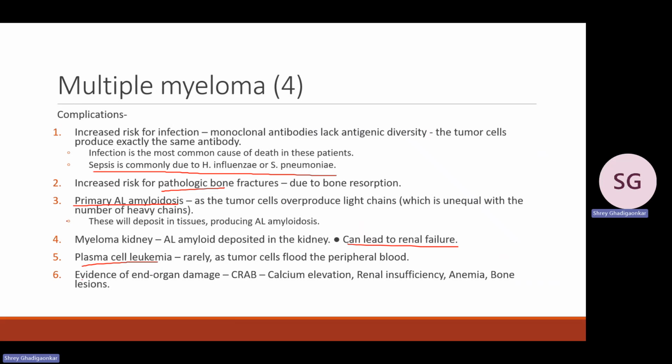You may also have evidence of end organ damage. There's a specific mnemonic called CRAB, which stands for calcium elevation or hypercalcemia, renal insufficiency, anemia, as well as bone lesions. The anemia occurs because of crowding of the bone marrow. Anemia is the most common finding, but you may also have thrombocytopenia as well as neutropenia.